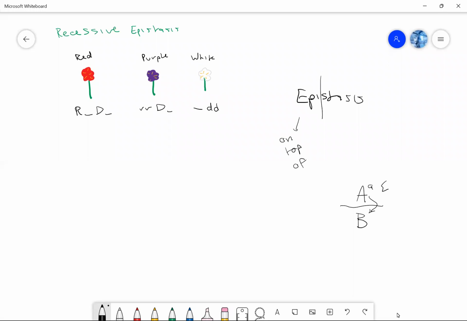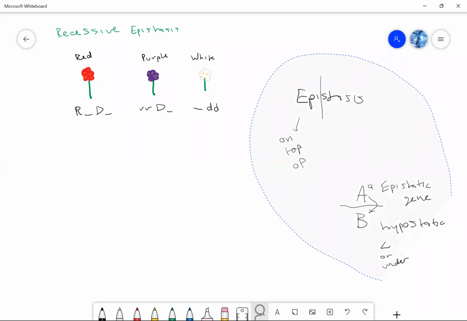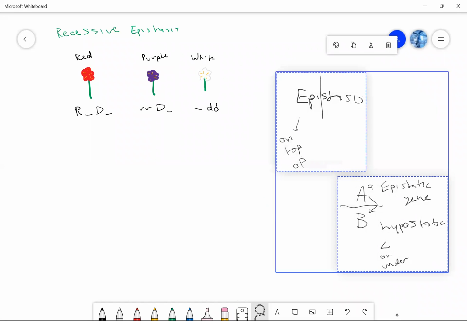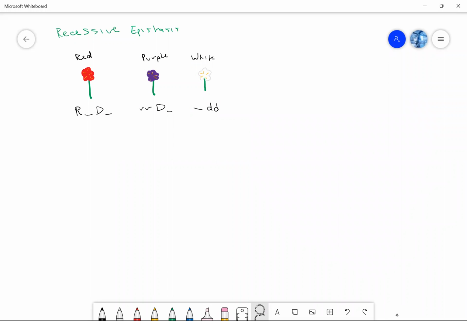So we have our epistatic gene and our hypostatic gene. Hypo is a prefix that means less than or underneath. So we have an epistatic gene and a hypostatic gene. And there are different cases that we study in genetics. One of these cases is recessive epistasis, arguably the most simple.